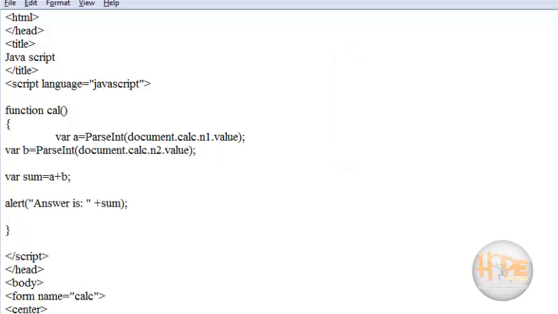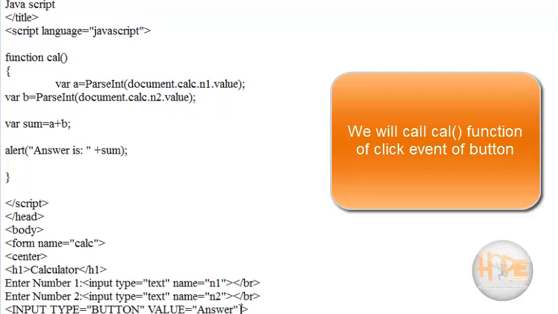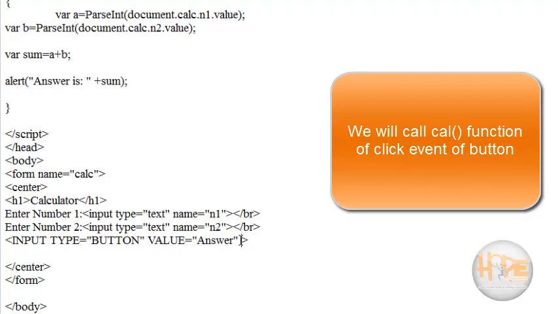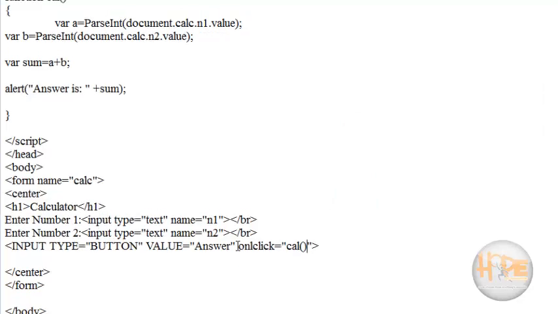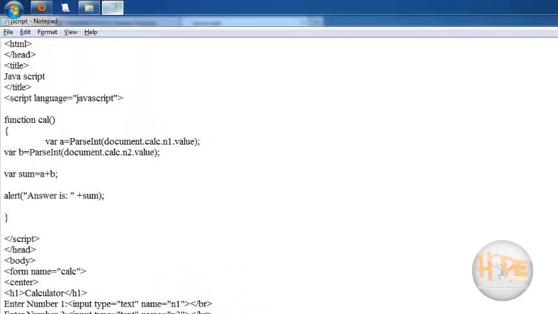Now we have created the function. So I want to display the answer on the click of the button. So the onclick attribute of the button is used to call the JavaScript function. So I will pass the JavaScript function name. Here it is calculator, which is calc.